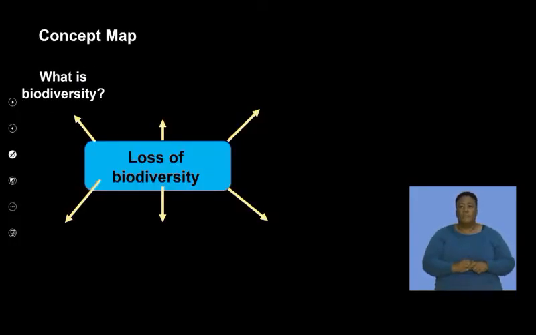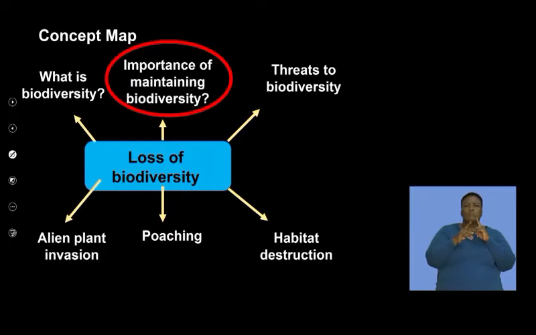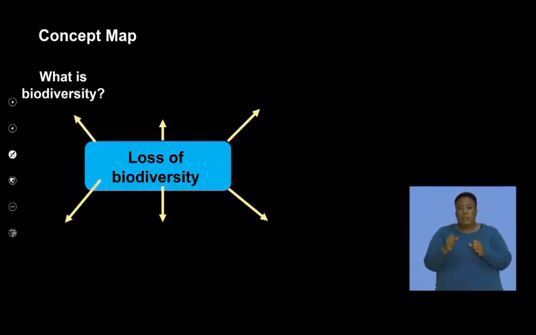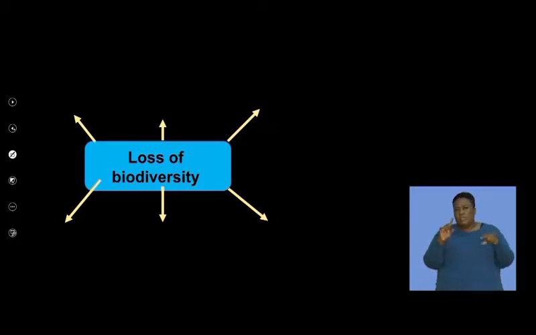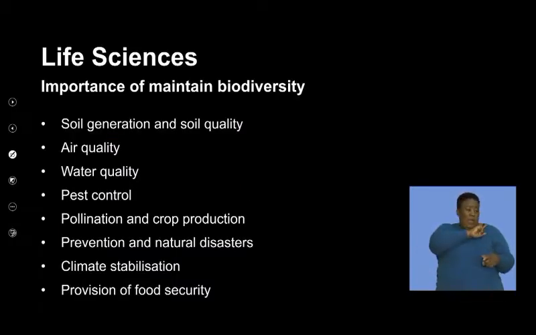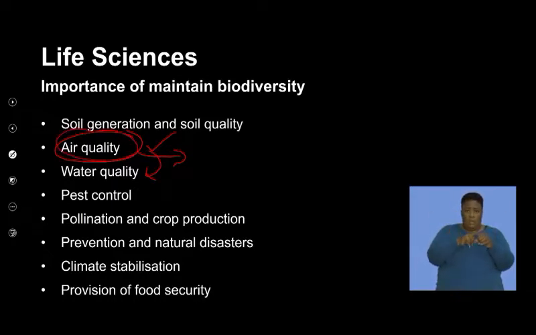So we've looked at what is biodiversity. Let's look at the importance of maintaining this biodiversity. Okay, so if we think about why it is important, we have water quality that is cleansed, or we have our wetlands that actually play an important role in the quality of our water. So that's very important. We have air quality that is maintained. We have water quality that is maintained.